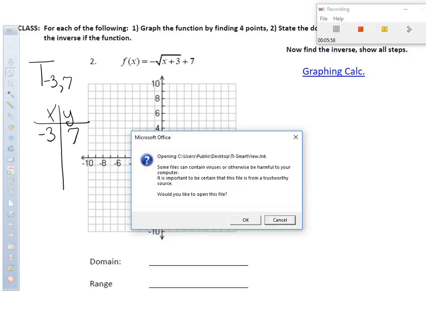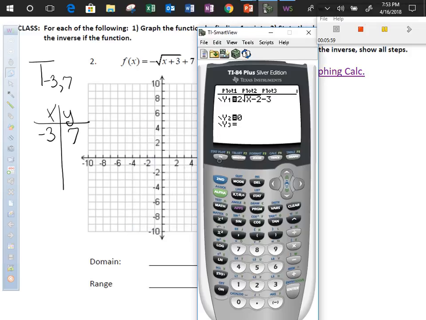Let's come into your calculator real fast. I'm going to clear that out. I'm going to hit the negative sign right here. I've got the square root of x plus 3. Get out from under the radical, plus 7. Now I'm going to go ahead and hit graph so you can kind of see what's happening. Notice that it's going to start, and this one opens downwards because of the negative.